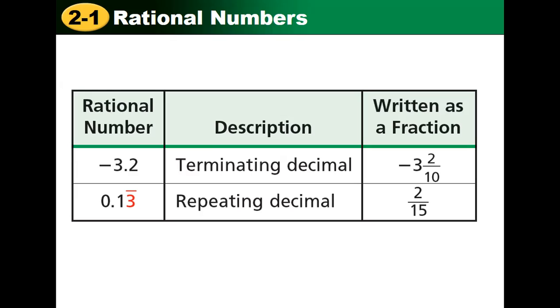For the second one, it's called repeating decimal. So we have 0.13 with a bar above the 3, which means you are going to repeat 3 till the end. So you have 1, 3, 3, 3, 3. Then we are going to change it into fractional form. So it will be 2 out of 15.